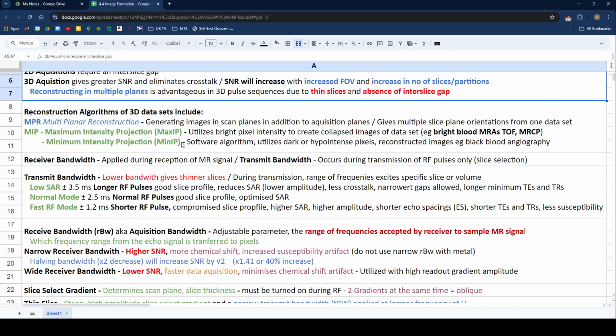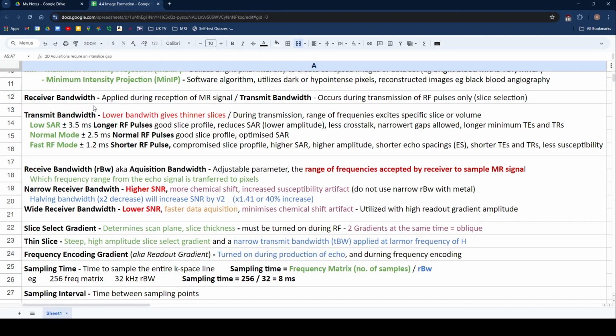Minimum intensity projections are software algorithms that use dark or hypo-intense pixels to reconstruct images, e.g. black blood in angiography. Receiver bandwidth is applied during the reception of the MR signal. Transmit bandwidth occurs during the transmission of the RF pulses, only in slice selection. So for transmit bandwidth, a lower or narrow bandwidth gives thinner slices. During a transmission, the range of frequencies excites a specific slice or volume.